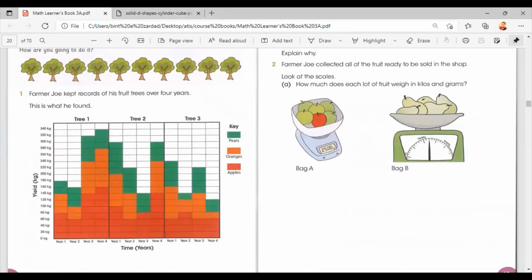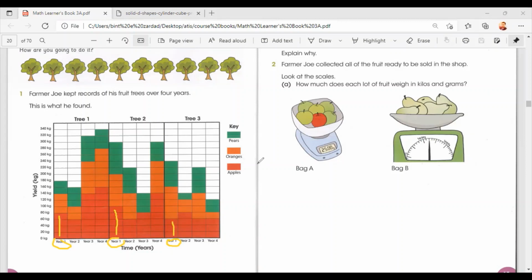These are records for 4 years. So which fruit in the first year gives the most result? Let's start from the red one. Only the first year. First year, red one: 4, 5, 6, 7, 8, 9, 10, 11, 12.